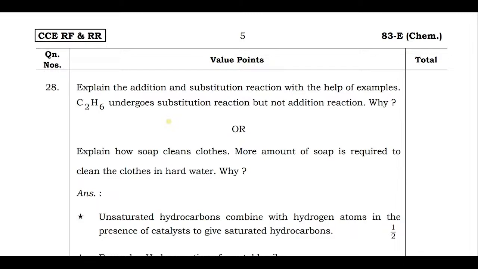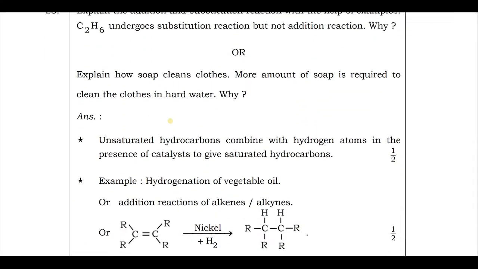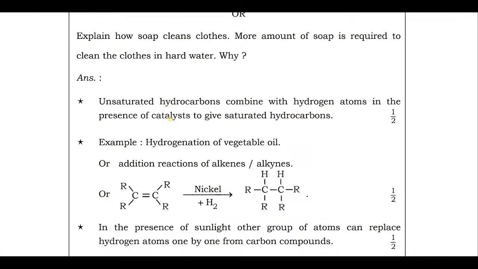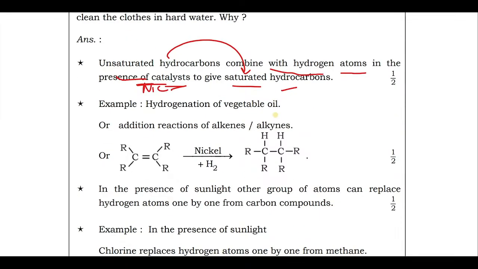Explain addition and substitution reaction with the help of examples. C2H6 undergoes substitution reaction but not addition reaction. Why? What is an addition reaction? Unsaturated hydrocarbons combine with hydrogen atoms in the presence of a catalyst to give saturated hydrocarbons. Nickel is used as a catalyst here, that is, adding hydrogen to the unsaturated hydrocarbon to get a saturated hydrocarbon. Example, hydrogenation of vegetable oil.